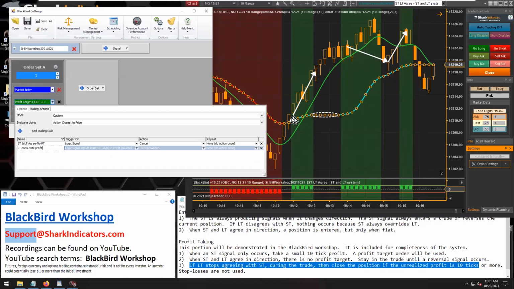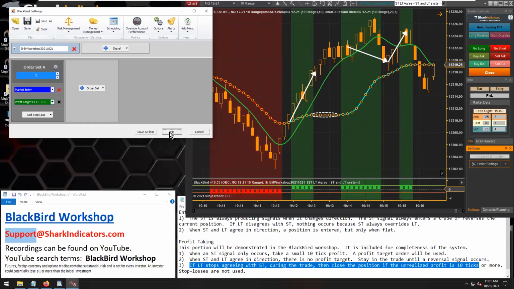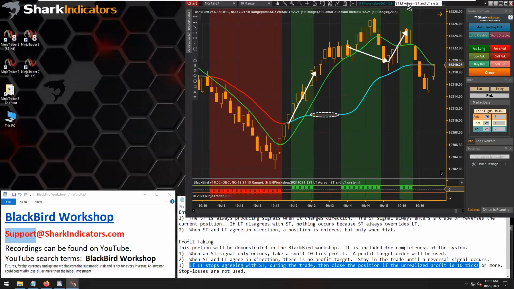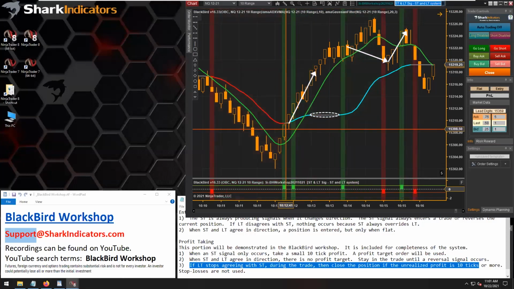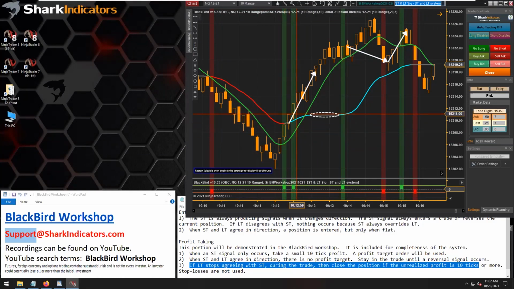So what would happen here? Our great example here, let me put this back. Let's put this back to the entry signals. So we open up a long position, and then we get to this bar here. Actually, let's figure this out.